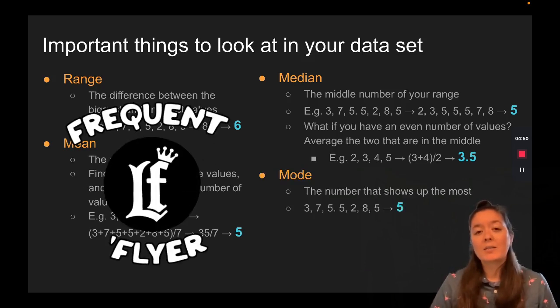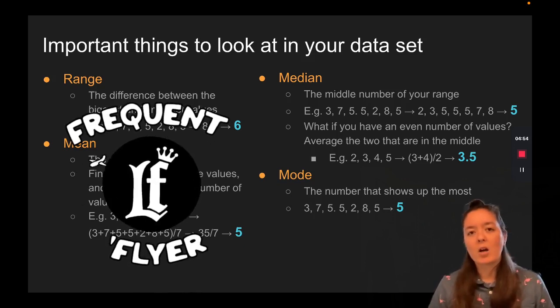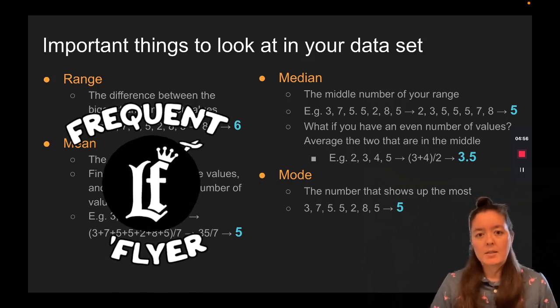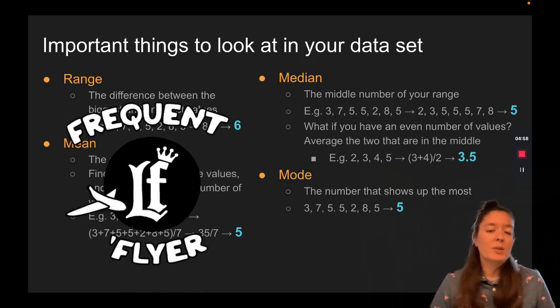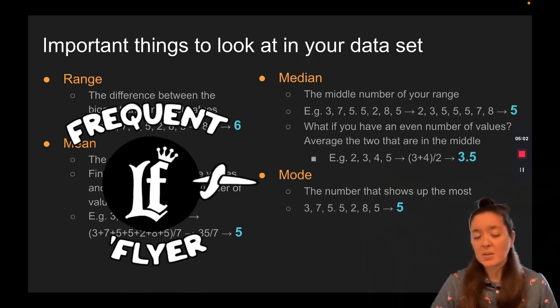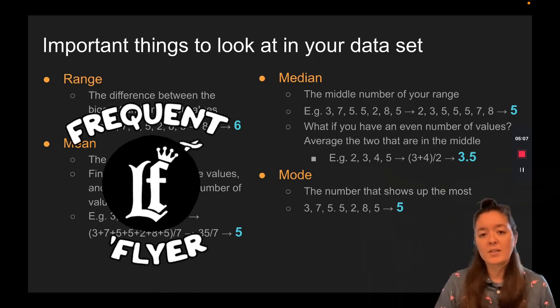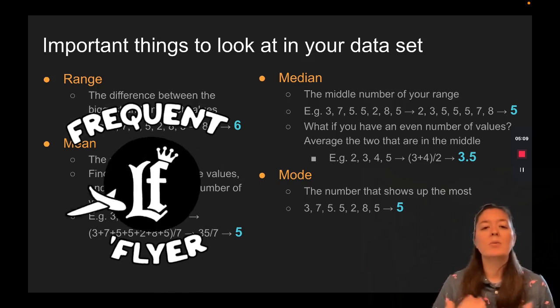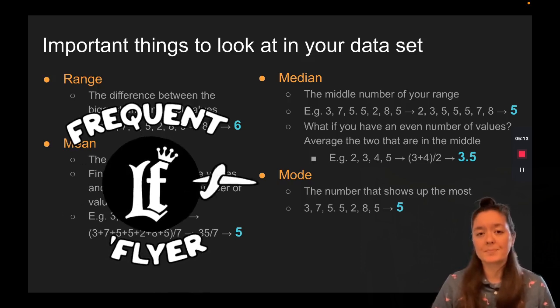The last vocab here is the mode. The mode is the number that shows up the most often in your data set. Again, sometimes it's helpful to put them in numerical order, and sometimes it's easy just to pick it out. It's up to you. But in our data set, 5 shows up the most often. It shows up 3 times, so that would be considered our mode, the most common number.